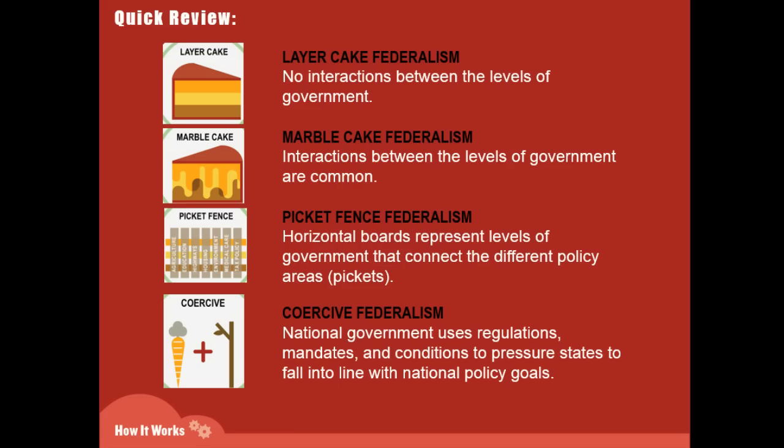So in layer cake federalism, there's no interaction between the levels of government, or very little. In marble cake federalism, the interactions between federal and local governments and state governments are very common and intermixed. In picket fence federalism, horizontal pickets or boards represent levels of government that connect different policy areas. Coercive federalism is national government using regulations, mandates, and conditions to pressure states to fall in line with national policy goals.